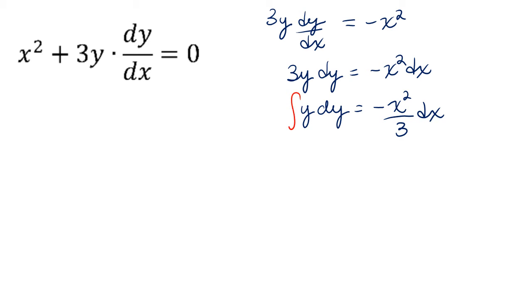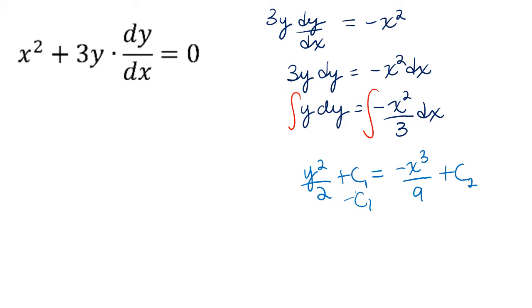All right, now it's time to find the integral of each side. Integral of y is y squared over 2. Integral of negative x squared over 3 becomes negative x cubed over 9. And I'm going to call this constant 1, constant 2. I can move this constant over here by subtracting it, but a constant minus a constant is still a constant. So I actually just need c, and usually we keep it on the side of the equation with the x's, because we're going to solve explicitly for y.